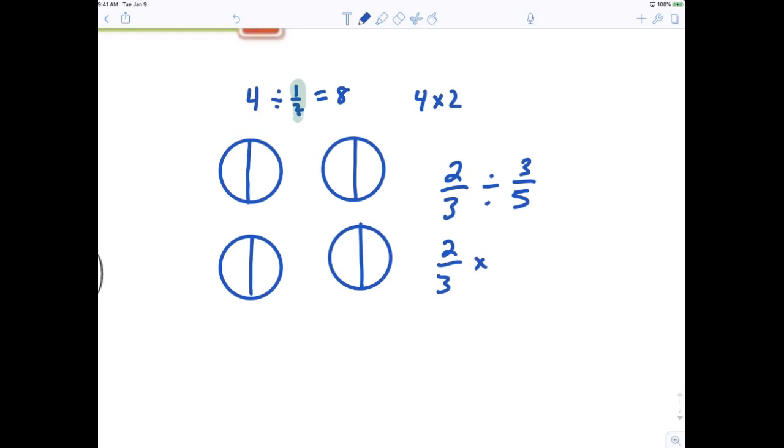2/3 times what? 5/3. Times 5/3. That's what it was. And then you would just multiply just like you did yesterday. So if you know how to multiply, you now know how to what? Divide. If you just can remember the single most important rule with dividing fractions, multiply by the reciprocal.